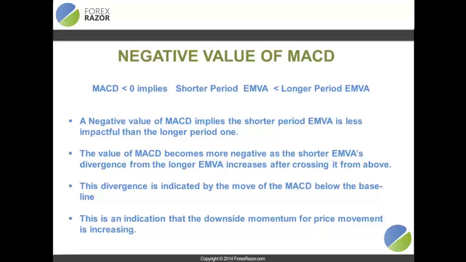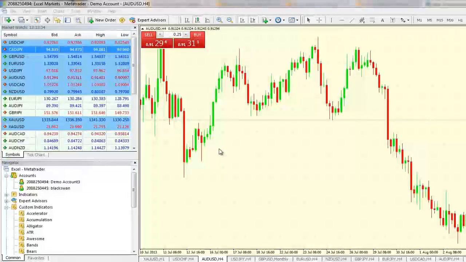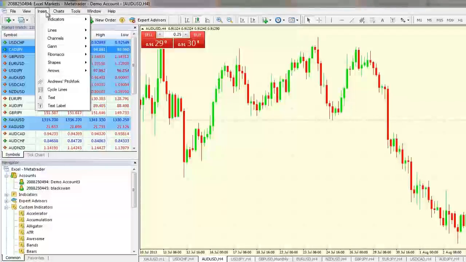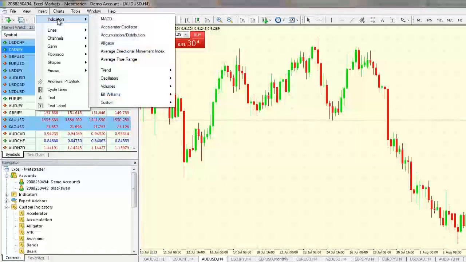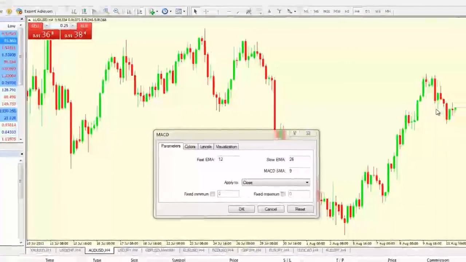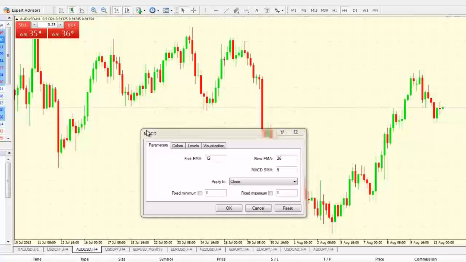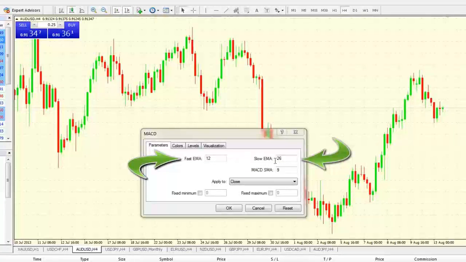Let's have a look at the trading platform itself about how this works. We consider applying the MACD indicator on the Aussie dollar chart. To insert the indicator, click on Insert and select Indicators. As you can see, the MACD would appear. On selecting the MACD indicator, the pop-up window appears. You need to input the MACD parameters, the fast EMA or the exponential moving average, and the slow EMA or the slow exponential moving average.